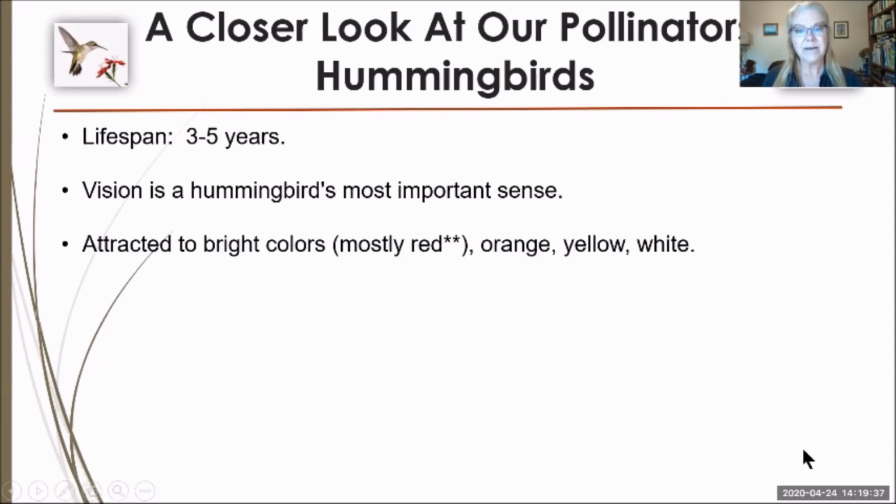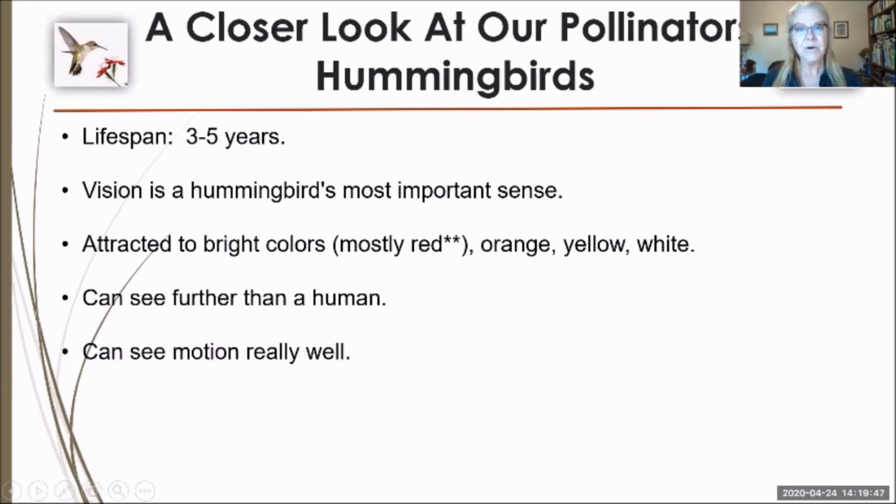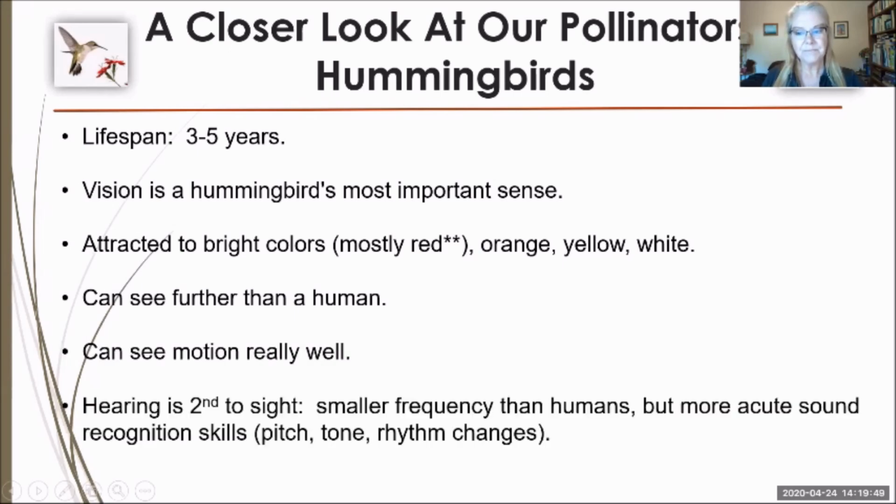They're attracted to bright colors, mostly red, but they love orange, yellow, and white also. These guys can see further than a human, and they see motion really well. And hearing is second to sight. They hear smaller frequency than humans, but have more acute sound recognition skills, such as pitch, tone, rhythm changes, etc.